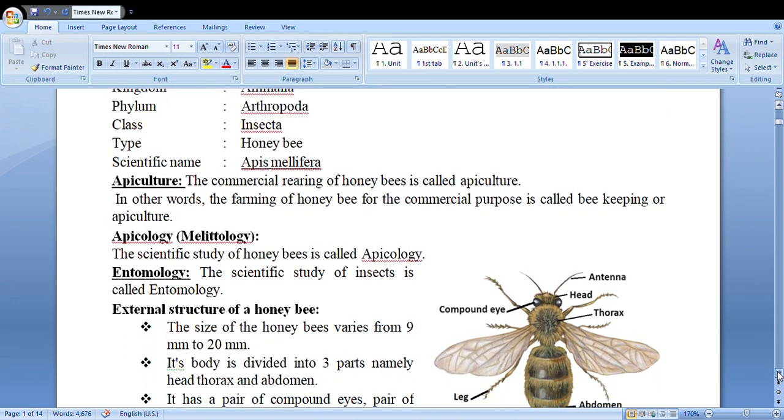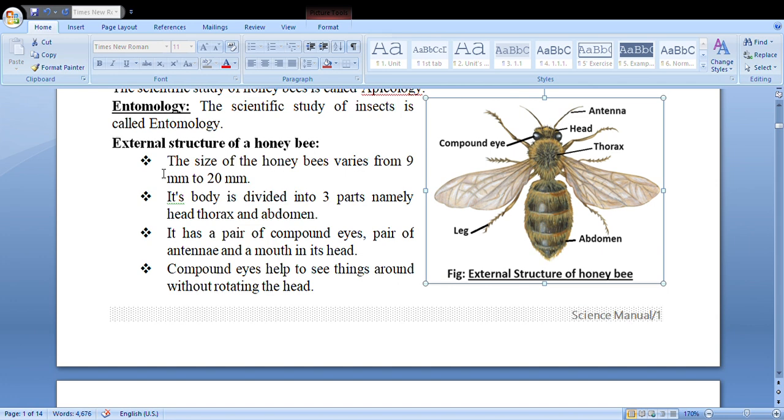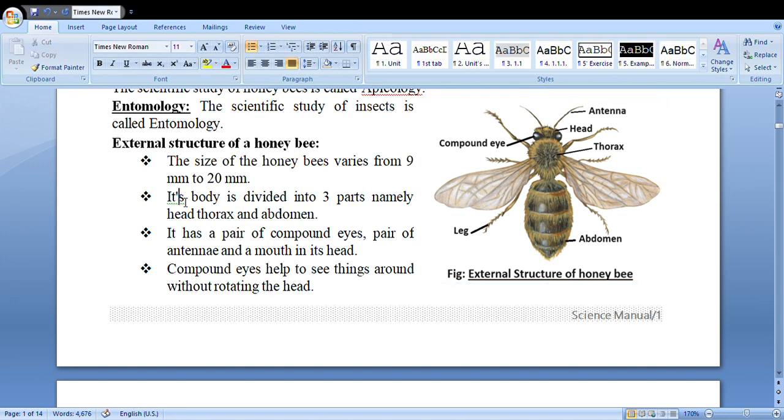Now let us see the external structure of honeybee. You can see here the honeybee. Its body is divided into head, thorax, and abdomen. So let us go point by point. The size of honeybees varies from 9 mm to 20 mm. Its body is divided into three parts, namely head, thorax, and abdomen. It has a pair of compound eyes, a pair of antennae, and a mouth in its head.